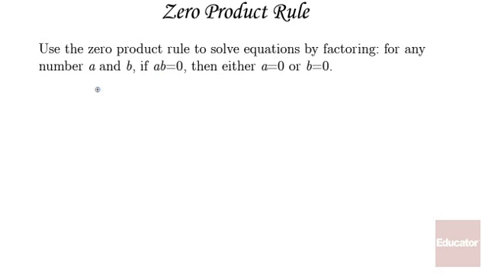For example, if I was given x squared minus 16 equals 0 and asked to solve that, I would first recognize that it's in the form a squared minus b squared, and that it is therefore the difference of two squares.